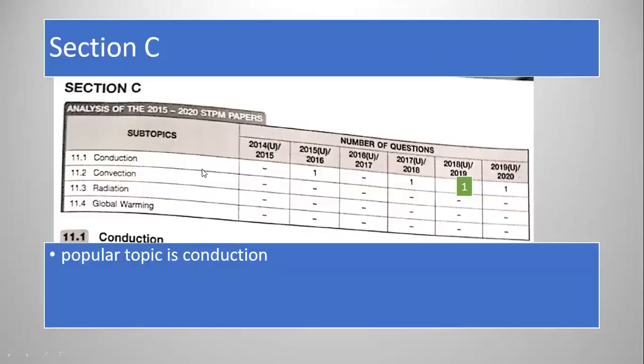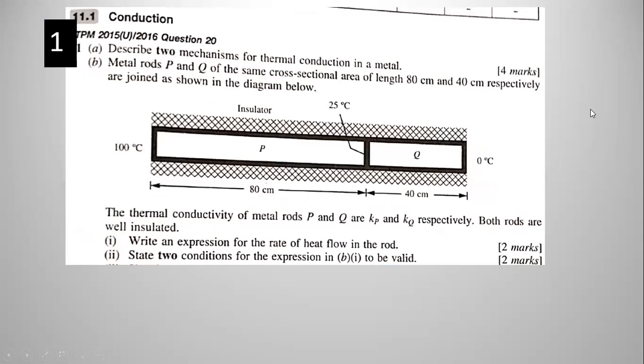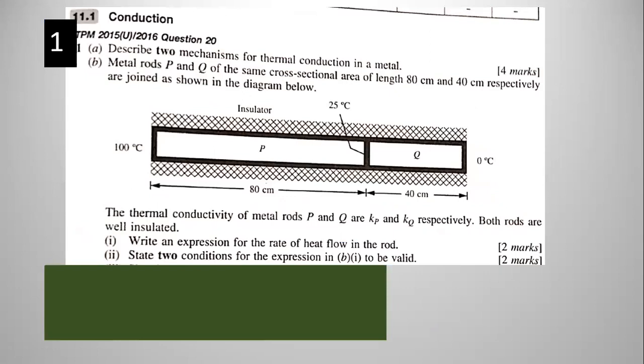I can see that conduction is the most popular one. It's practically almost every year will come out. Describe two mechanisms for thermal conduction in metal. What are the two mechanisms? Two methods of heat transfer by conduction.